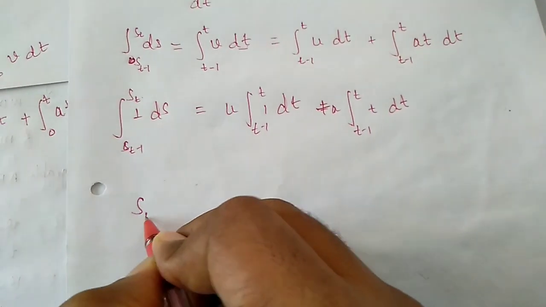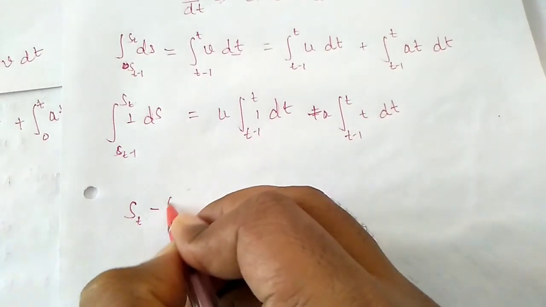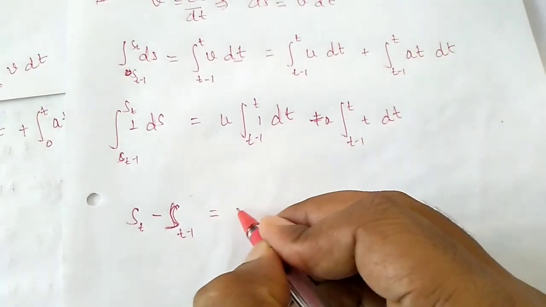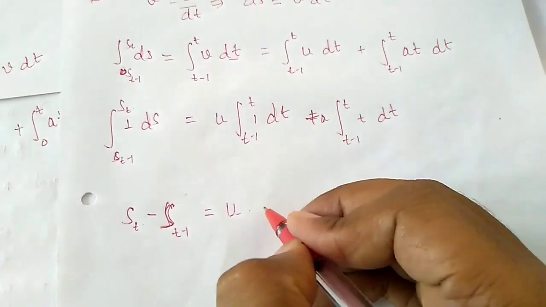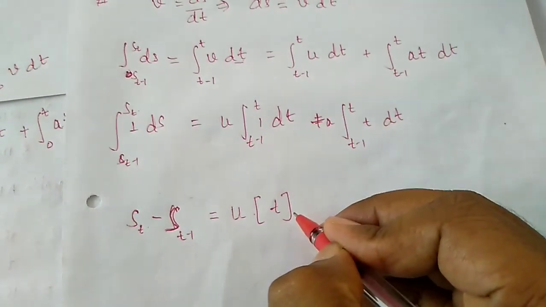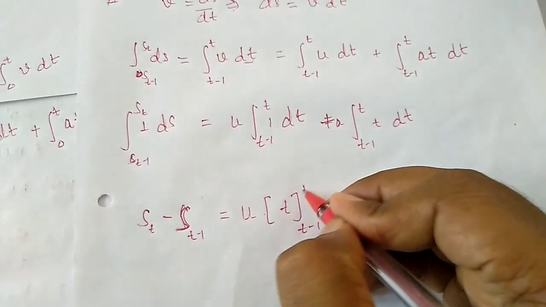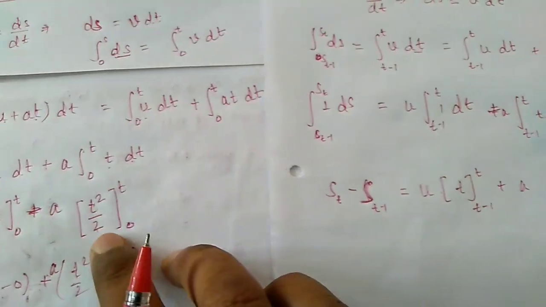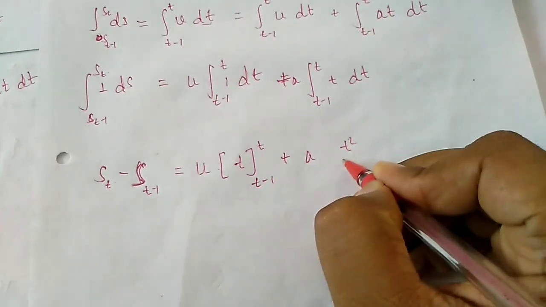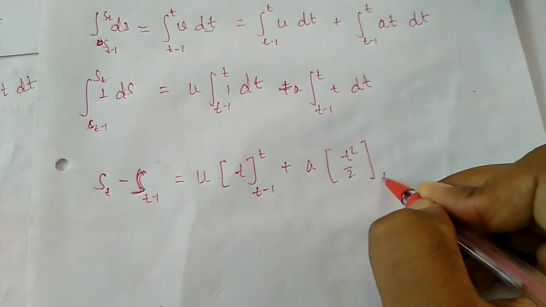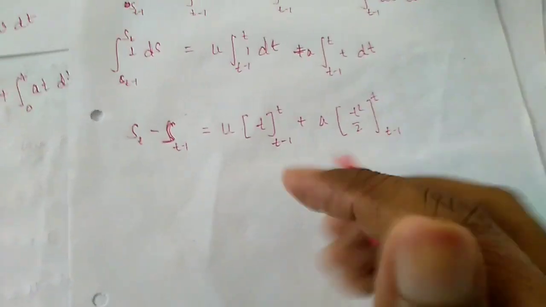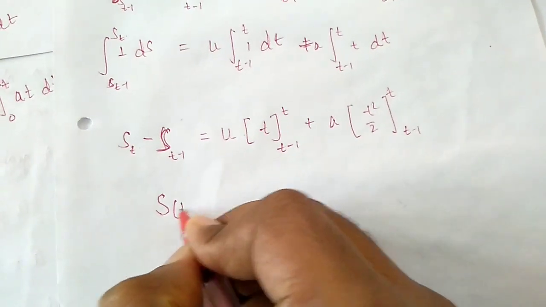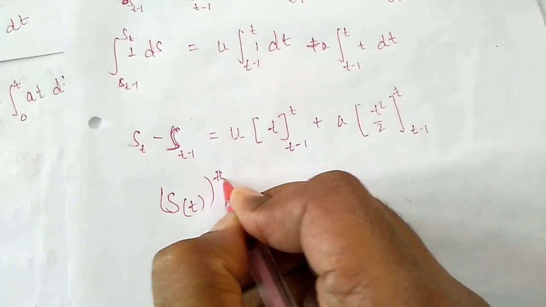So s t upper limit minus s t minus 1 lower limit, upper limit minus lower limit, is equal to u, 1 means function itself, so t from t minus 1 to t, plus a, this t. So if you remember that integration of t is t square by 2, so here I am writing t square by 2, limit t minus 1 to t itself. Now let's put this, we will have a different symbol, the distance traveled in the tth second, new symbol.